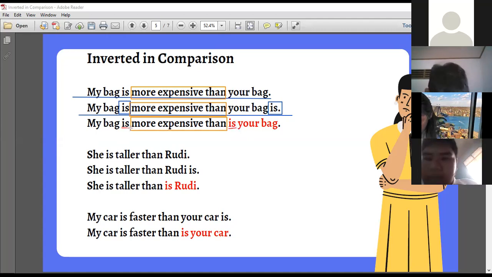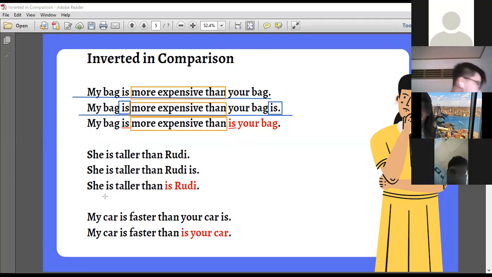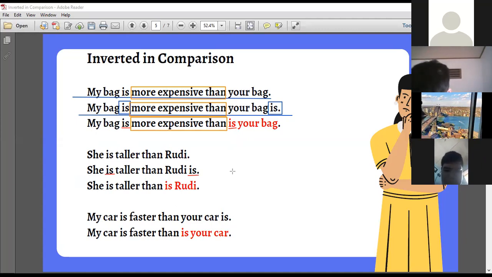Is and is. For example, she is taller than Rudy. Yeah, that's the most commonly said sentence. She is taller than Rudy. Yeah, but sometimes we can also say she is taller than Rudy is. She is taller, present, present, singular, singular. That's why is and is. Yeah. Now, to make it more complicated, we can say, she is taller than is Rudy. So ini sama artinya. No difference at all. Okay.